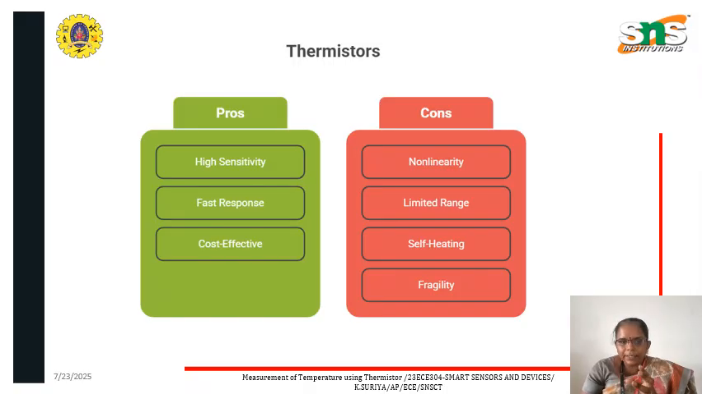Some of the disadvantages are the resistance temperature relationship is non-linear, requiring linearization techniques for accurate temperature measurement. Thermistors typically have a limited temperature range compared to other temperature sensors, and they can experience self-heating due to the current flowing through them, which can affect the accuracy of temperature measurements. Thermistors can be fragile and susceptible to damage from mechanical stress or high temperatures.